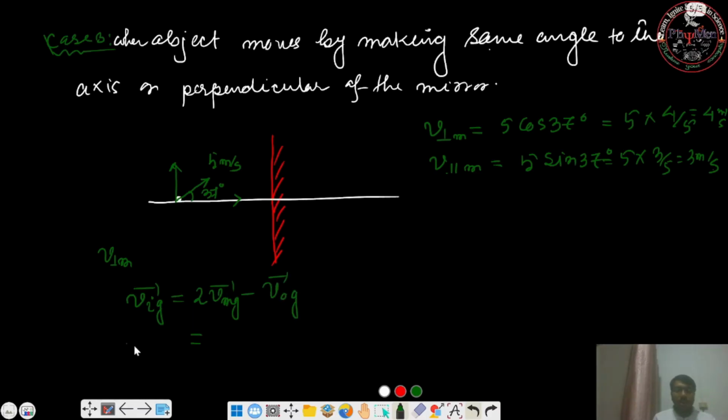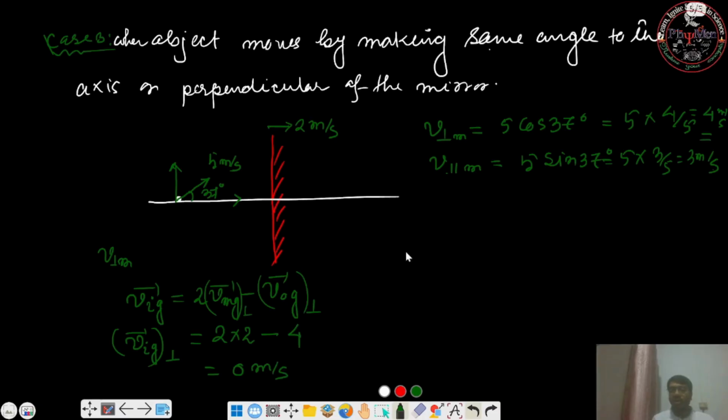So for the perpendicular component of velocity of the image with respect to ground, it will be 2 into the perpendicular component of the velocity of the mirror with respect to ground. Now here take the mirror velocity to be 2 meters per second. Okay, this perpendicular component will be 2 into 2 minus the velocity of the object with respect to ground, its perpendicular component, which is 4, right, it is 4, so it will be equal to 0 meters per second. The perpendicular component is 0 meters per second.